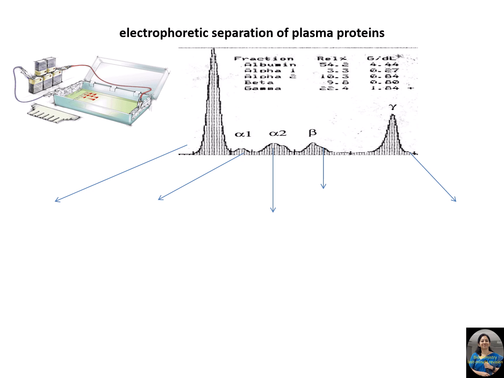So the more the charge, the more will be the mobility of the protein, and the more the mass, the less is the mobility of the protein. So when compared to all other plasma proteins, albumin is the fastest moving protein because of its low molecular weight and maximum charge. Next is the alpha 1 band, represented by alpha 1 antitrypsin, alpha 1 lipoprotein, retinol binding protein, thyroxine binding globulin, alpha fetoprotein, and corticotropin binding globulin.